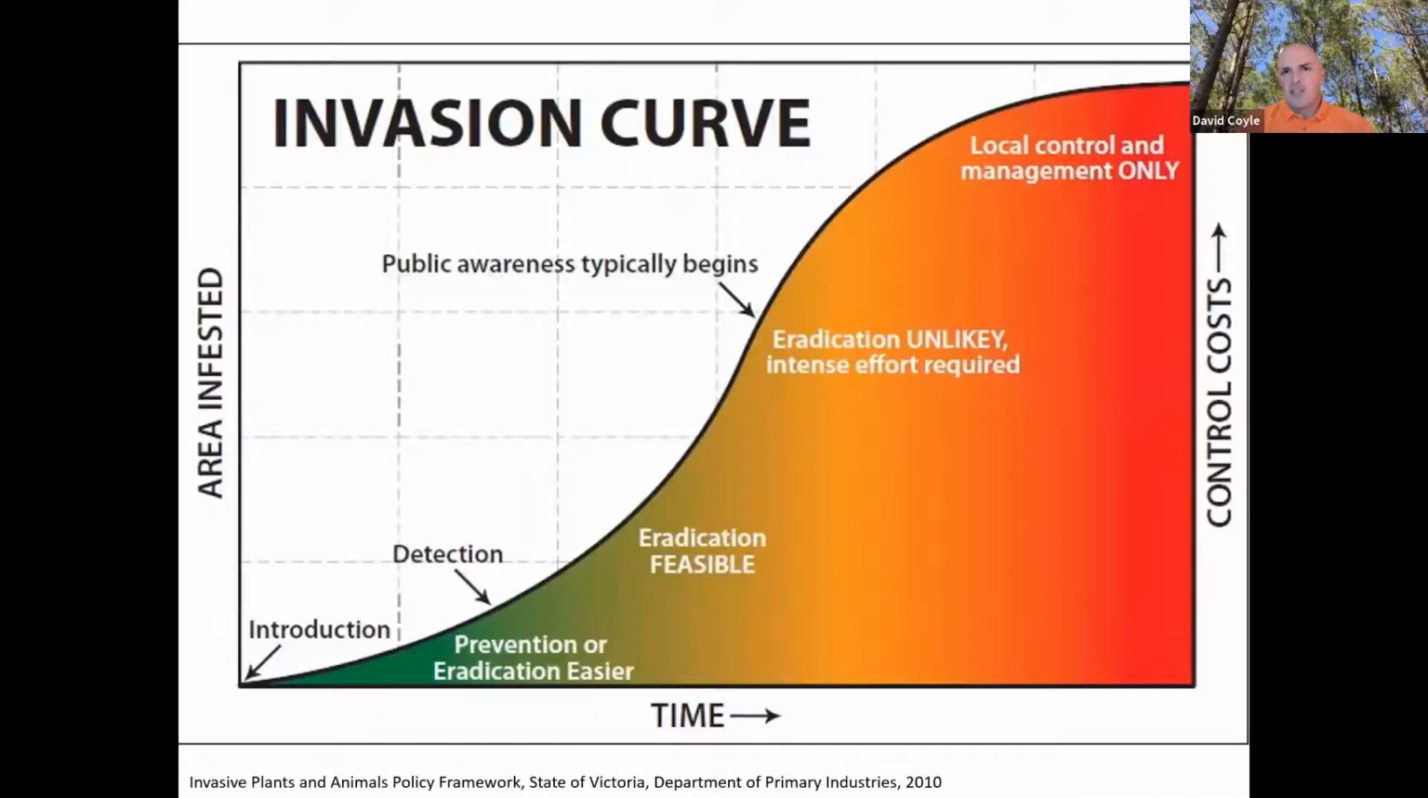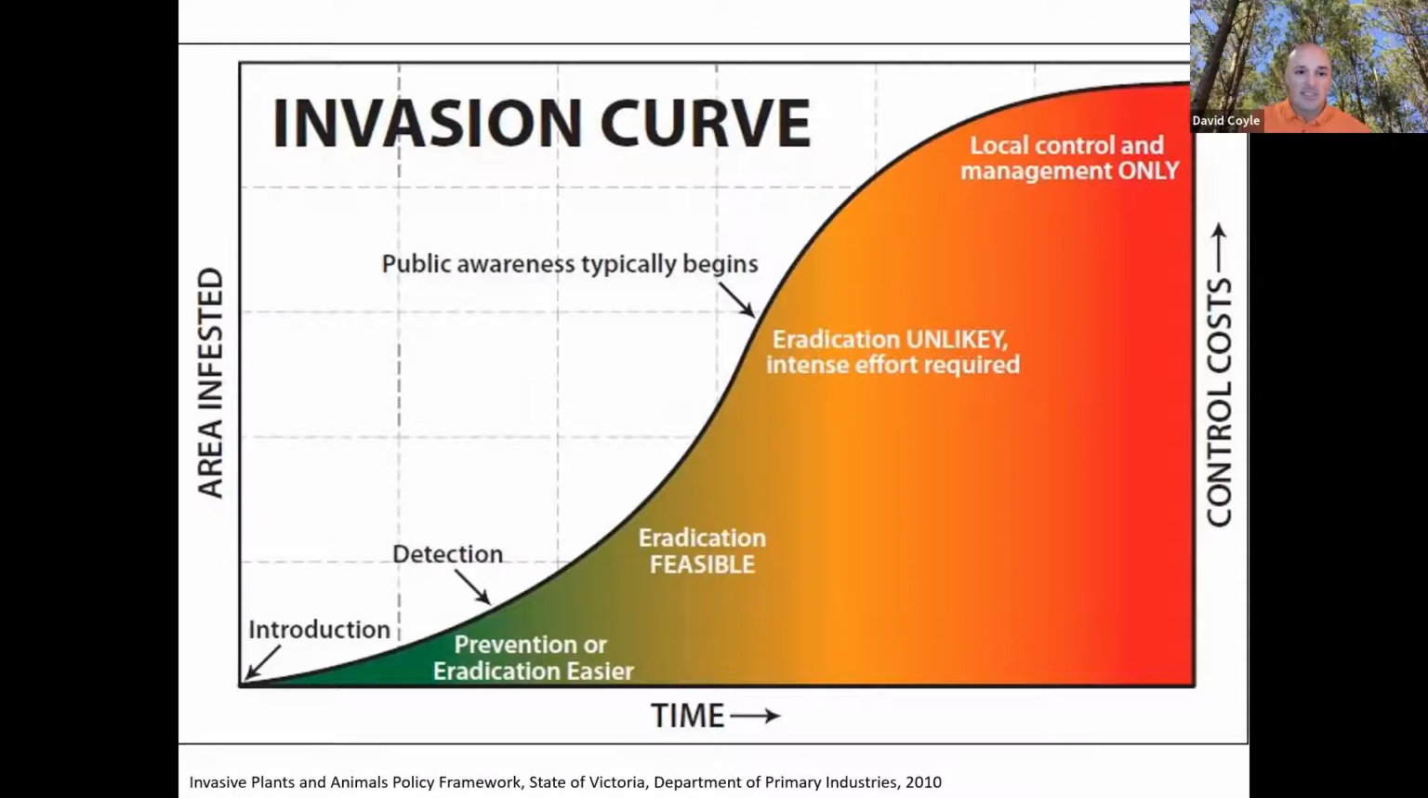So we have this invasion curve with non-native species where there's a time that occurs after it initially gets to the new area. At some point there's that introduction point, right? The first individual or group of individuals gets into that area. And then as time goes on, you have more and more of these things growing. And then eventually we detect it.